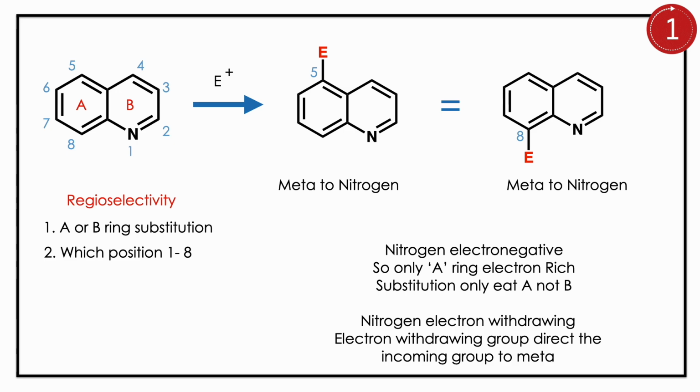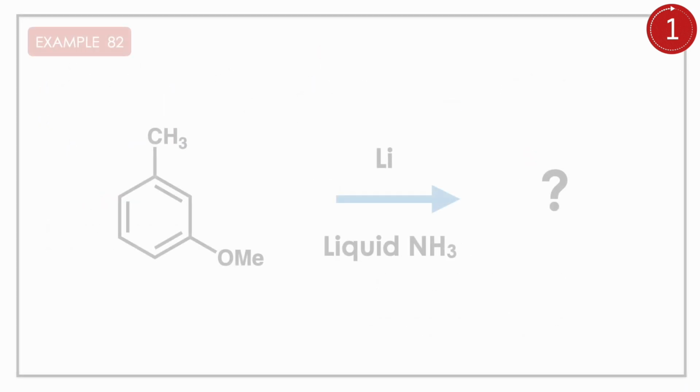In the A ring also, it attacks only positions 5 and 8 because of electronic reasons. If you are interested, go and study it separately. You can simply memorize these positions. Both positions are meta to nitrogen. So the concept you have to learn here is that quinoline will undergo substitution at the 5th and 8th positions.